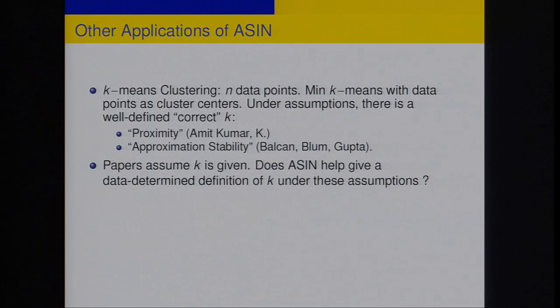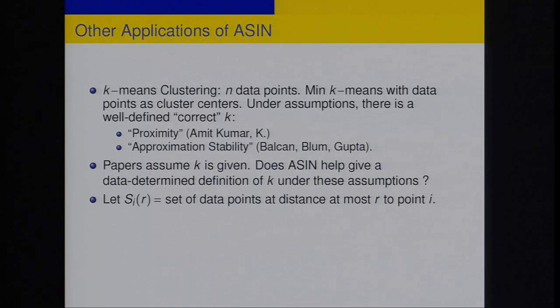But the question is, more generally under these conditions, does the set inclusion number give you the right answer? The sets will be sets of points at distance at most r. The collection of sets you take is the set of data points at distance at most r from point i. You do this for every i, and then the conjecture or hope is that the set inclusion number gives you the correct answer.